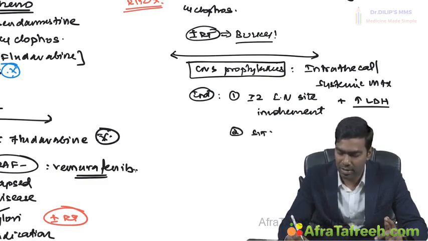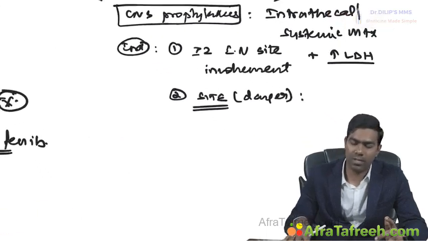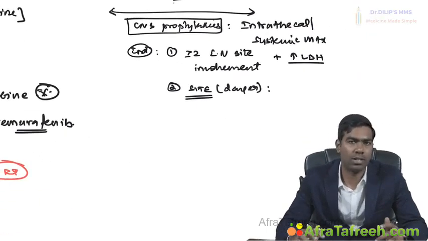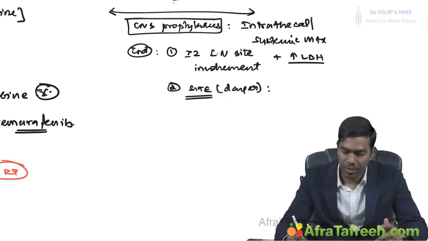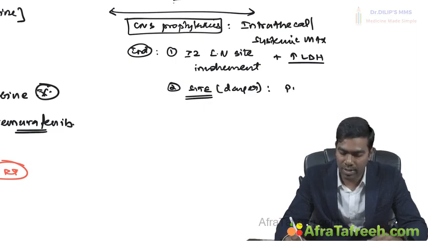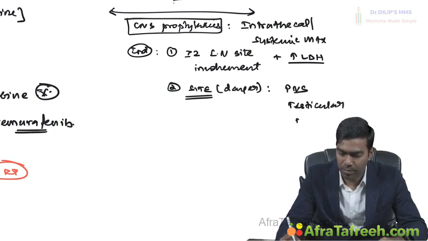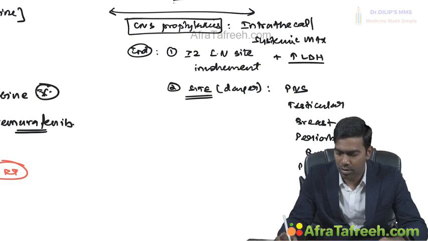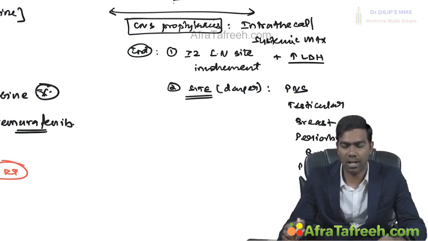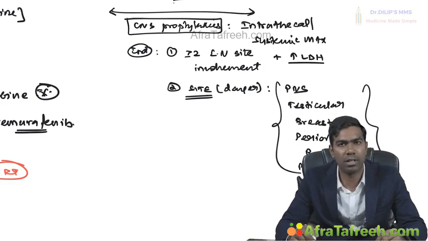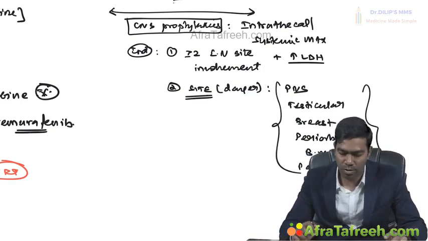Second thing, certain danger sites. If they are involved, again, it's very important to consider CNS prophylaxis with high-dose intrathecal or systemic methotrexate. So what are the dangerous sites? Paranasal sinuses, testicular involvement, breast involvement, periorbital involvement, bone marrow involvement, or paravertebral involvement. These are also extranodal areas, but these are really high-risk areas. If even one of these areas is involved, you can consider giving CNS prophylaxis. So very important point again.